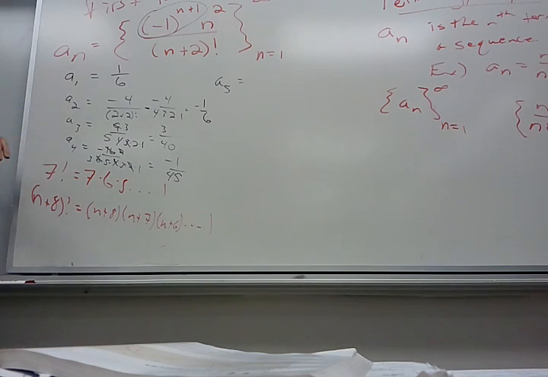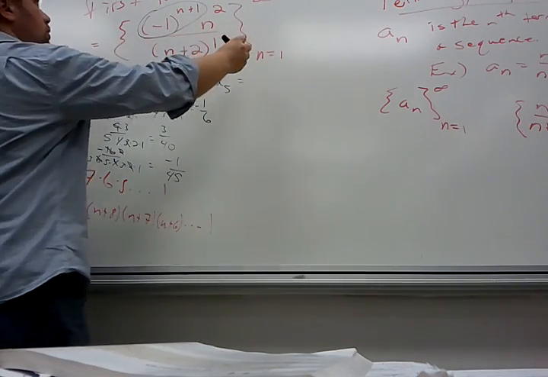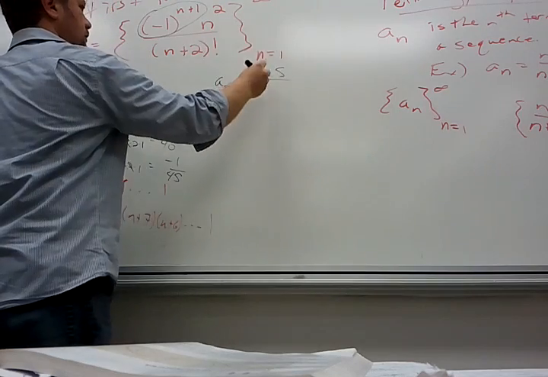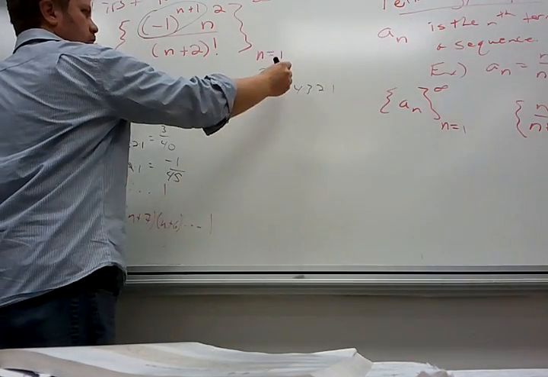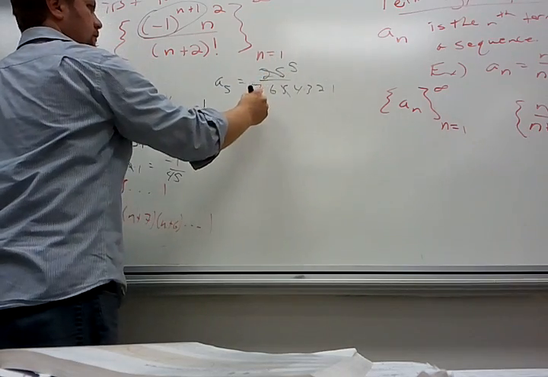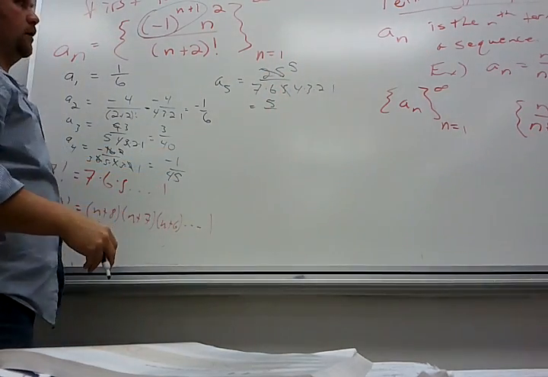And A5, what do you guys get for A5? Let's cut to the chase. Did you guys do A5 yet? No? Okay. 25 over 7 times 6 times 5 times 4 times 3 times 2. So 5 goes into 25 5 times, and whatever all that is.